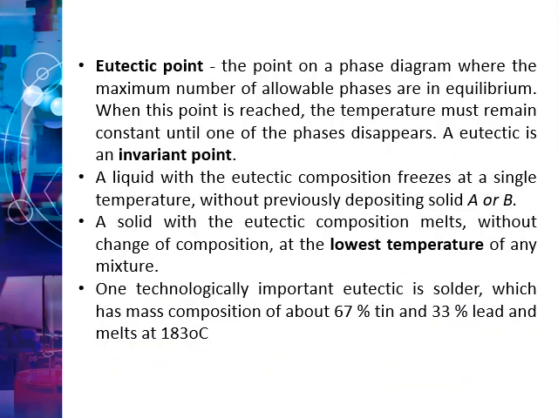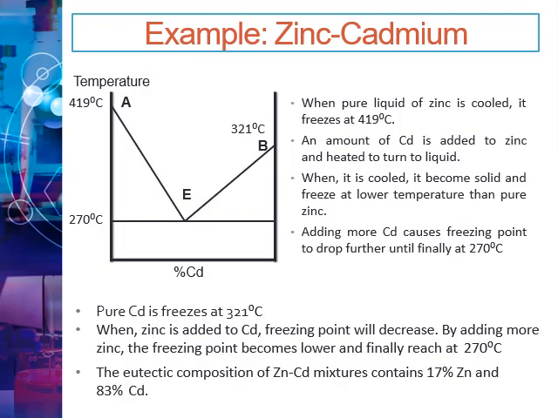Okay, the eutectic point is the point on the phase diagram where the maximum number of allowable phases are in equilibrium. When it reaches that point, the temperature must remain constant until the phase disappears. Okay. Alright. Okay, so look at this one.